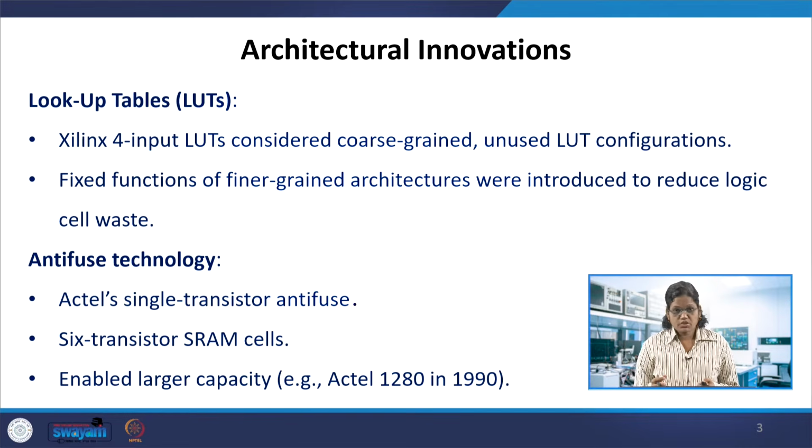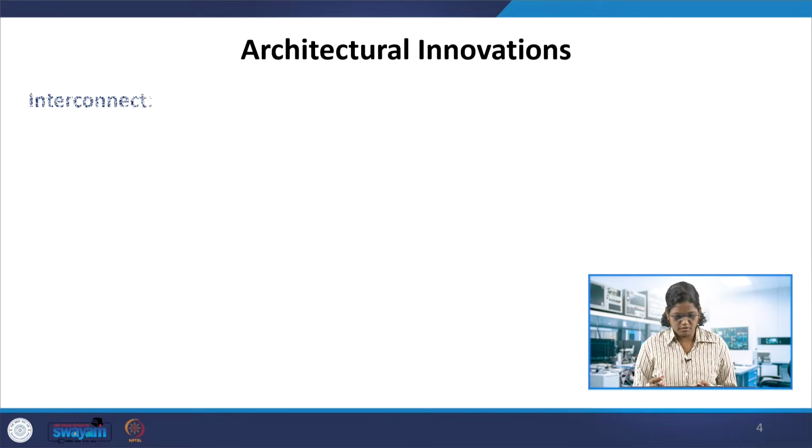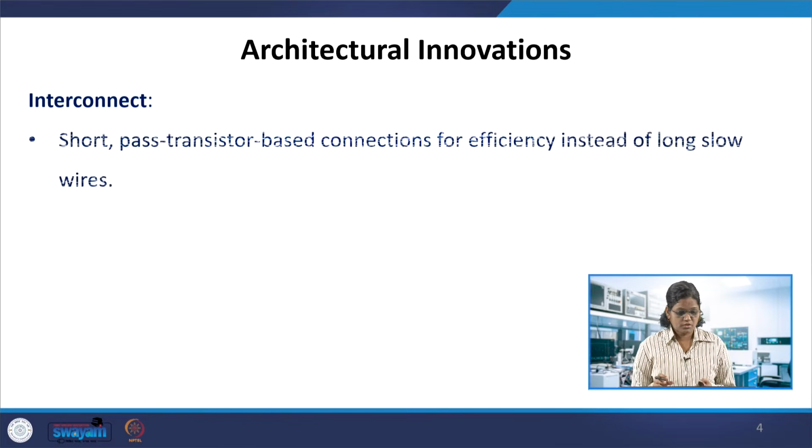So that was the invention during the invention age. The other part of the architecture of the FPGA was the interconnect. So what are the changes made in this interconnect? The logic blocks were placed in an array, and there was a need for close connections between the logic blocks. People were working on very efficient small FPGAs in those times. In that case, pass transistor based connections were found to be efficient instead of long wires, that is, the slow wire.